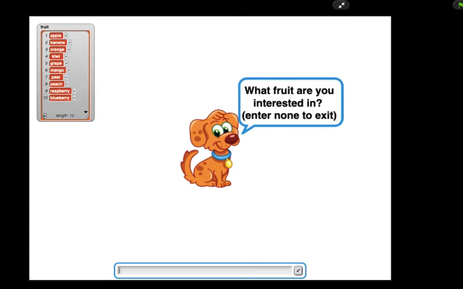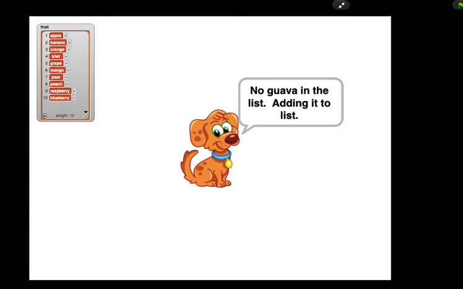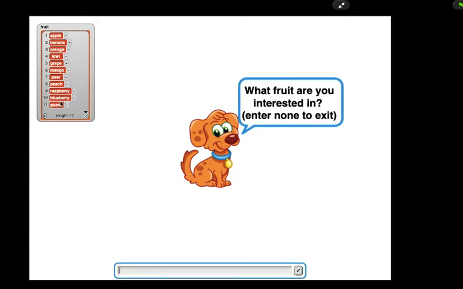Once you've got that working, you can enhance this by making it so that if I enter a fruit that is not on the list, like guava, it tells me no guava is on the list, and it adds it to the list. And you can see over here in the watcher that now guava has been added, and my list contains 11 fruits.